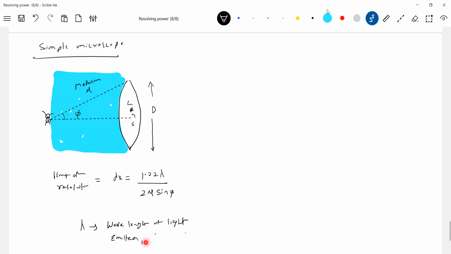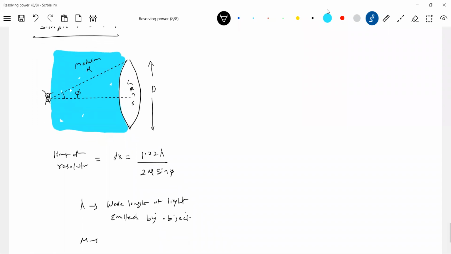So how can it emit? It cannot emit on its own. So I'll eliminate it. Wavelength of light emitted by object. What is mu? Refractive index of medium between object and lens. So if there is no medium, if it is air, then you're going to put mu equal to 1. Like this, dx is the smallest distance of separation between the two objects which you can see from the simple microscope.